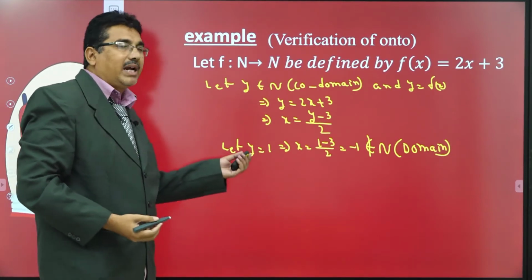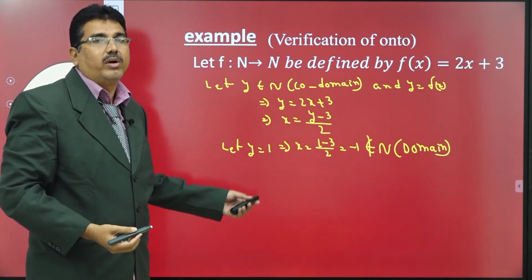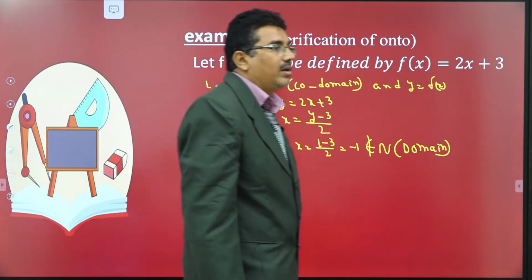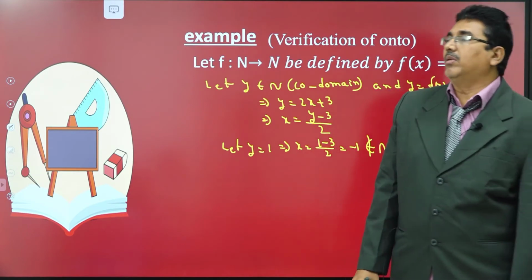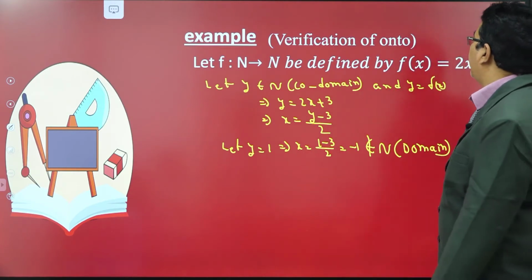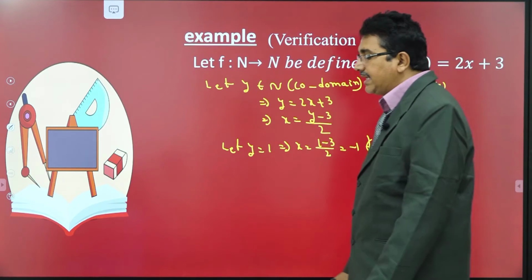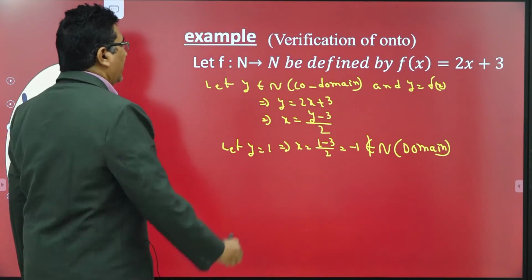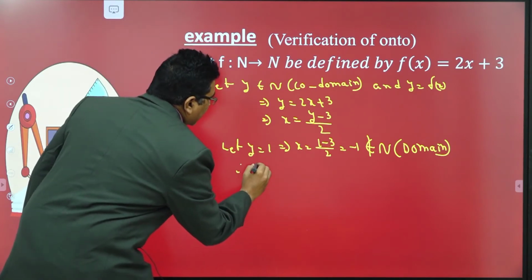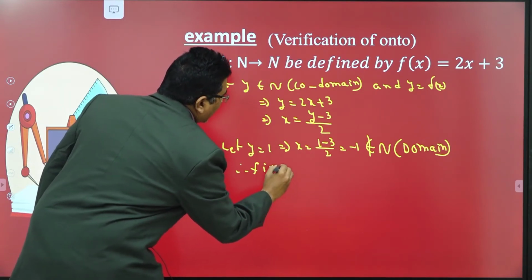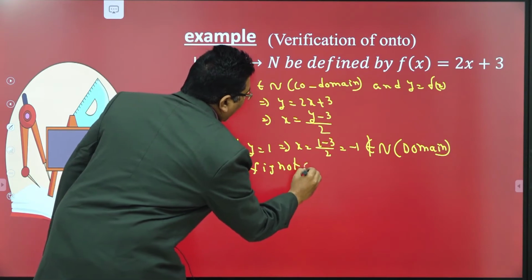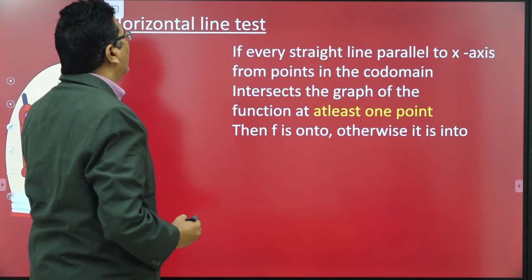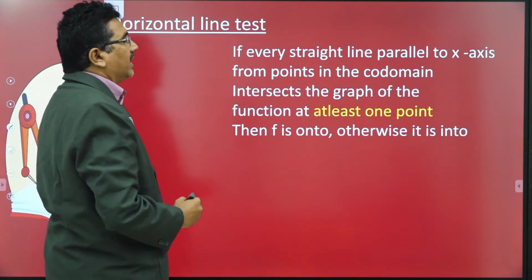Therefore, it indicates that the element 1 has no preimage in the domain. Therefore, the function f of x is equal to 2x plus 3 is not onto. F is not onto. Right. Now, horizontal line test.